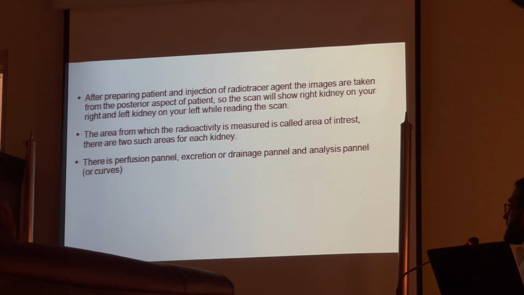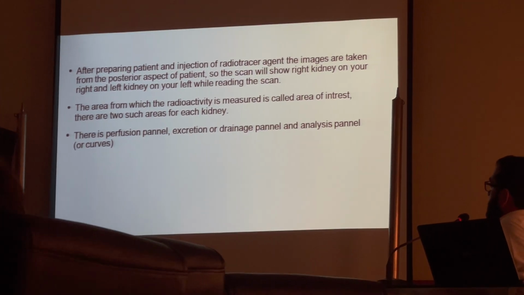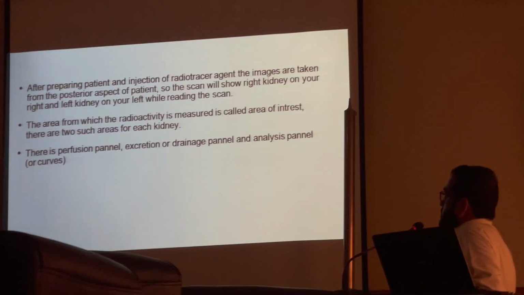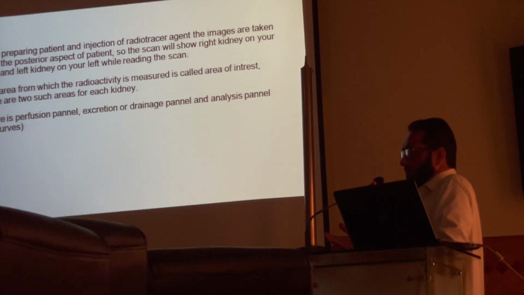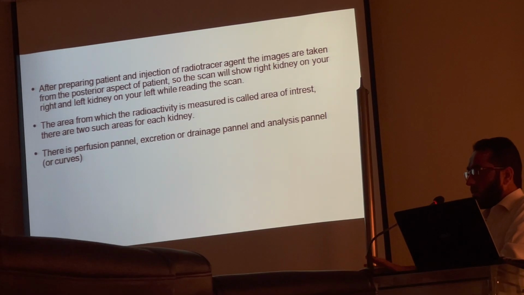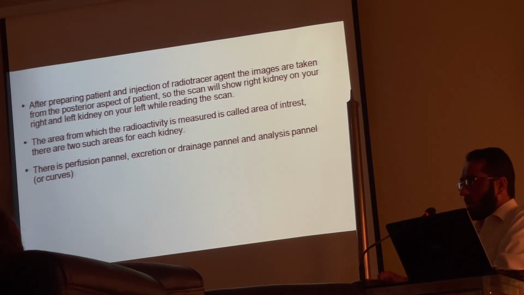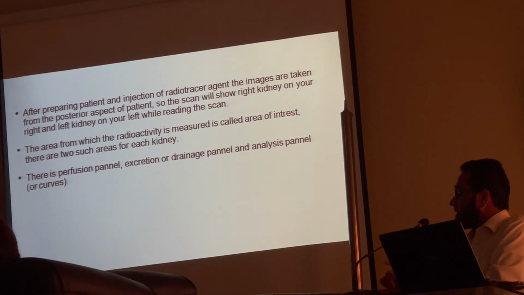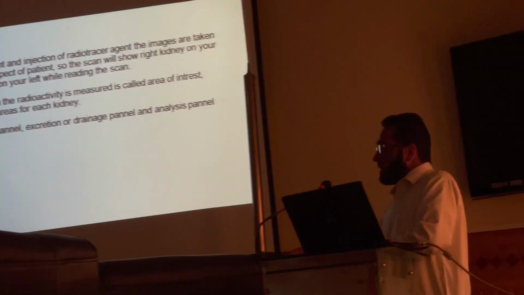After preparing the patient and injection of the radio tracer agent, the images are taken from the posterior aspect of the patient. When we are reading the DTPA scan, we are looking at the patient from the posterior side. So our right is the patient right and our left is the patient left.